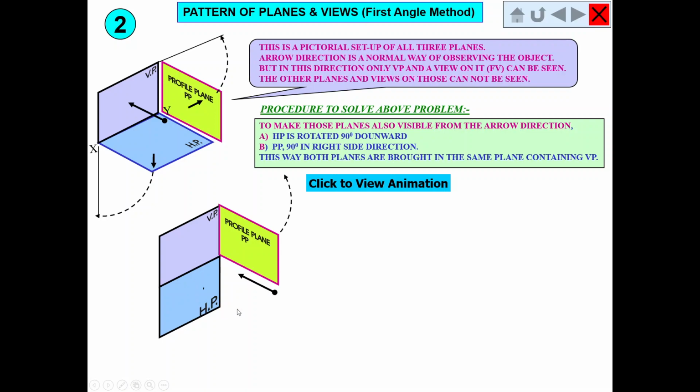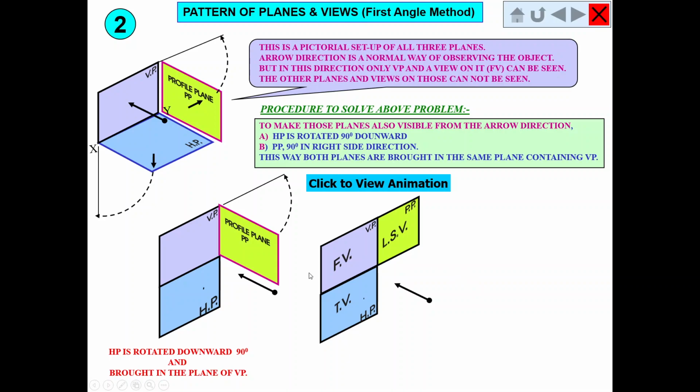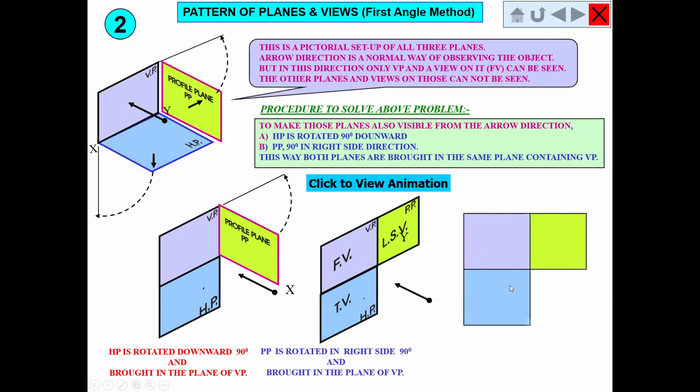So first HP is rotated, now we will rotate profile plane by 90 degree. So HP is rotated downward 90 degree and brought in the plane of VP. Similarly, we will rotate profile plane by 90 degree towards right side, so that it will come in contact with the vertical plane. So as you can see, front view, top view, left side view, how it looks. So this is the final view.